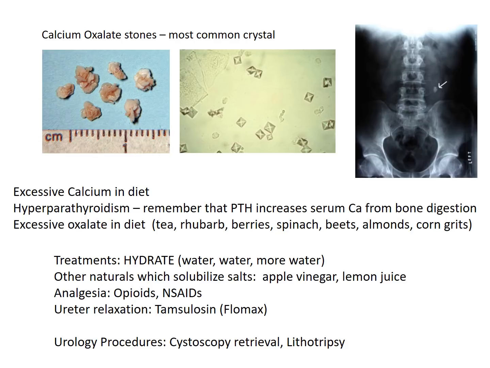And then they can treat you with Flomax, tamsulosin. We'll talk about Flomax as a treatment for prostate disease. But in the setting of a kidney stone, what Flomax does is it relaxes the spasm of the ureter. So the ureter is made of smooth muscle. And if you can relax that smooth muscle, it makes it easier for the stone to pass through.